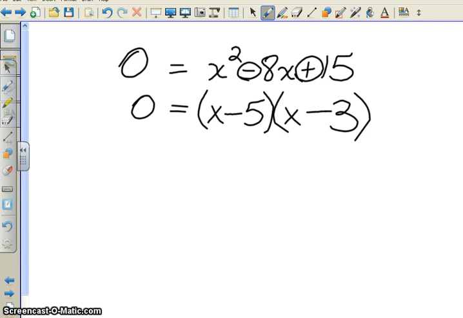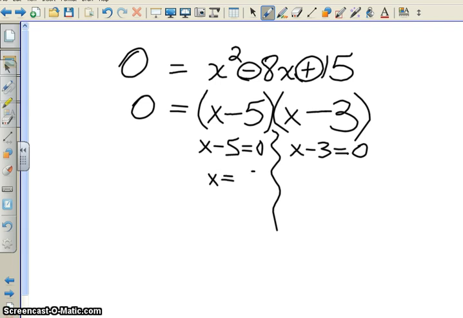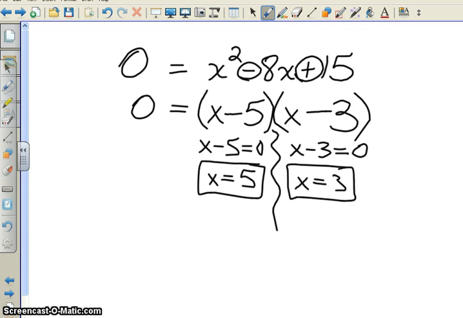So we do Mr. Squiggly, and we say x minus 5 could equal 0, or x minus 3 could equal 0. And when we solve for x, adding 5 to both sides, we get x equals 5. And on the other side of Mr. Squiggly, adding 3, we get x equals 3. And those are the same two zeros that we got when we graphed the function.